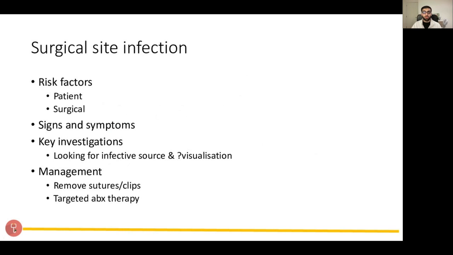In terms of management, it's important to remove any sutures or clips in the infected area because they can be a nidus of infection, a source of infection, and to do targeted antibiotic therapy. So first you'll give broad spectrum antibiotics, and then once you've got cultures and sensitivities back, target your therapy to the bugs that are actually present in the site.